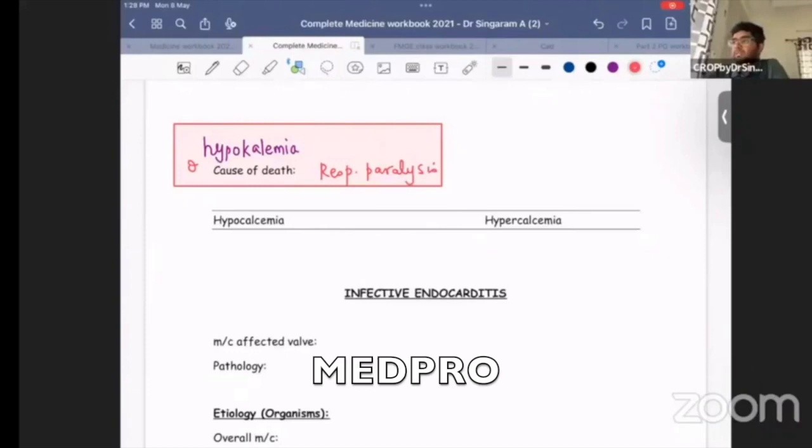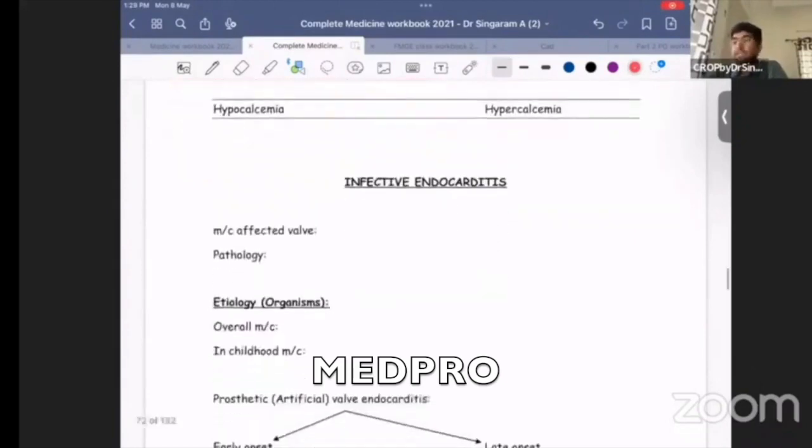Clear, everyone? Okay, right. Next one is hypocalcemia. Any of you know what is the normal calcium level? It is variable, but I'll give you a rough number: 8.5 to 10.5 milligrams per deciliter. That is the normal calcium level that you should know. Less than that is called hypo, and more than 10.5 is called hyper. That is what you have to remember.